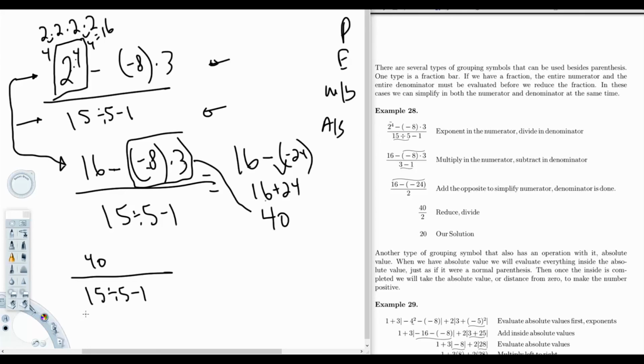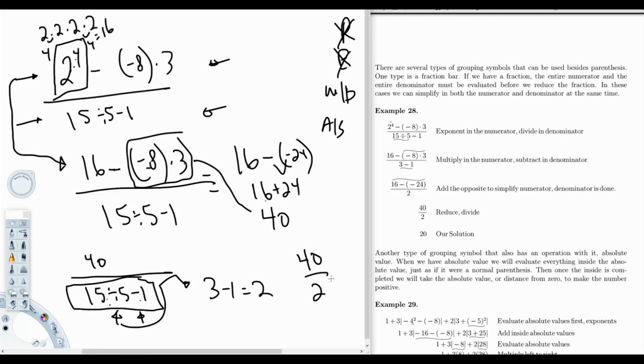Now if we look at this expression, there's no parentheses, there's no exponents, there is a multiplication and division here. There's a division right here. And then there's an addition. So we do this first and then we do that. So 15 divided by 5 equals 3, minus 1 equals 2. So the answer is 40 over 2. 40 divided by 2 equals 20, and that is your solution.